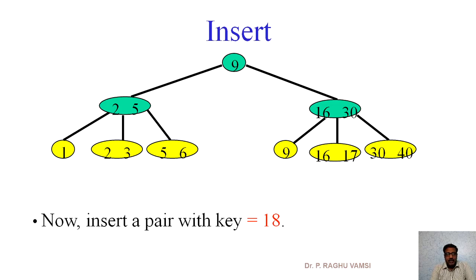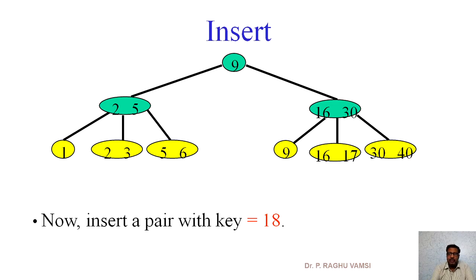Now insert a pair with key 18. Obviously 18 is to be compared with 9. 18 is greater than 9, so traverse at the right side. 18 is greater than 16, and also smaller than 30. So you are supposed to go to the right-hand side child of the 16, in which 16, 17, 18 should be there. So 18 should be inserted at the right side.